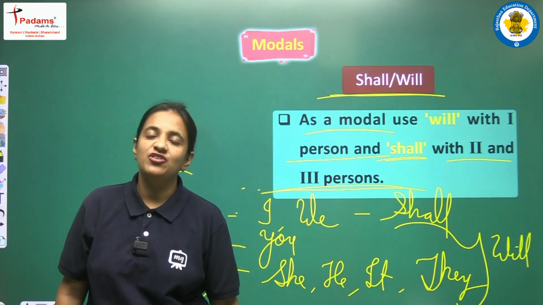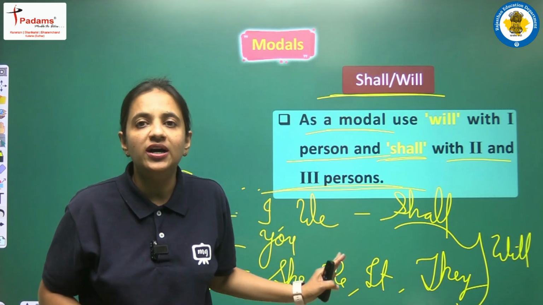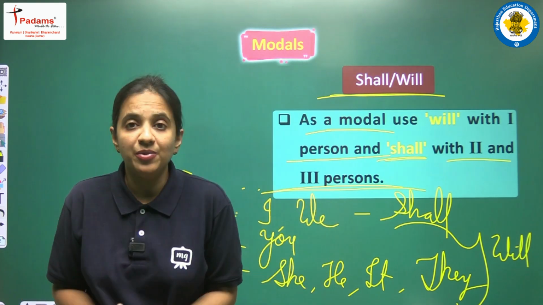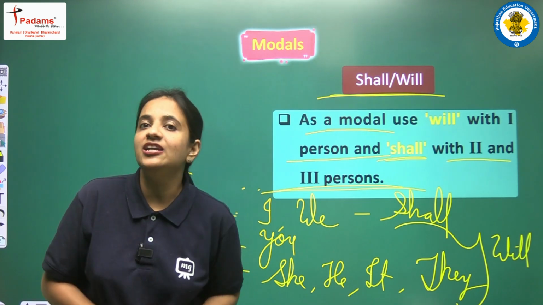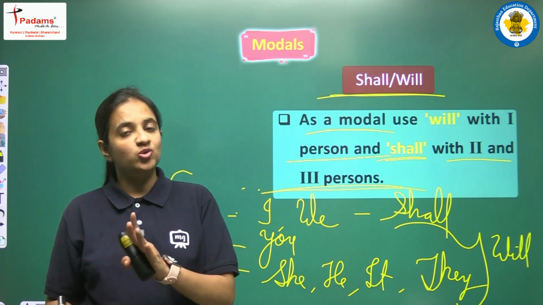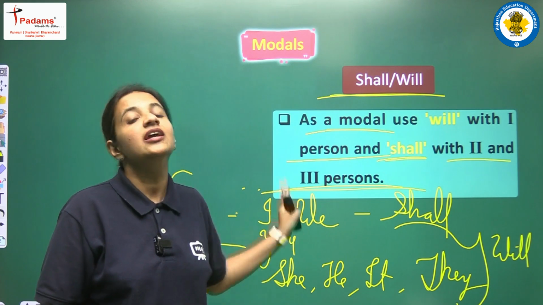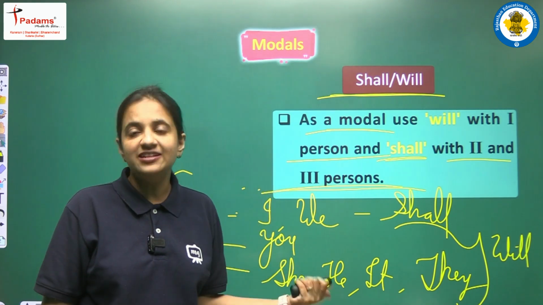So now I am very much sure that this difference is clear to you all, that when these two words are used as helping verbs in future tense, then they are used differently, and when they are used as a modal, then they are used differently. So what is the difference? That is very much clear here. So one more time I am summarizing it, I am repeating it.